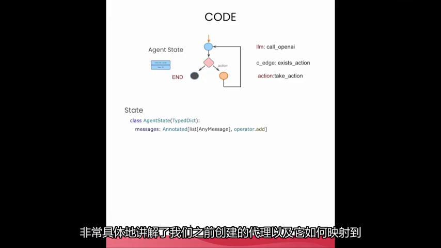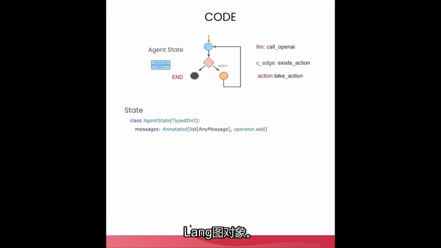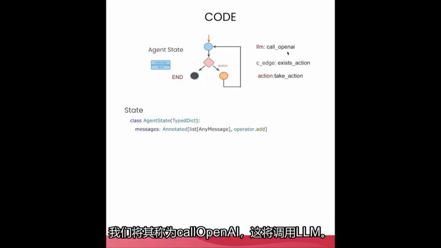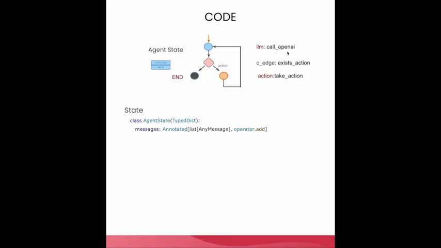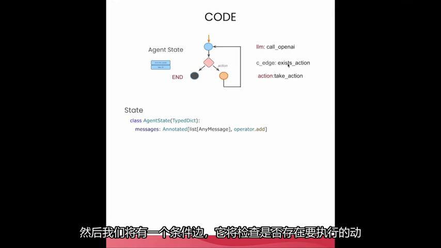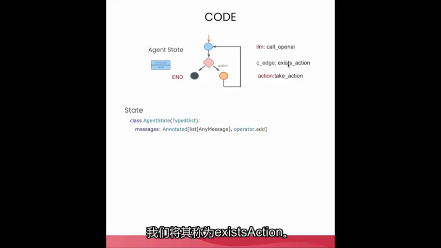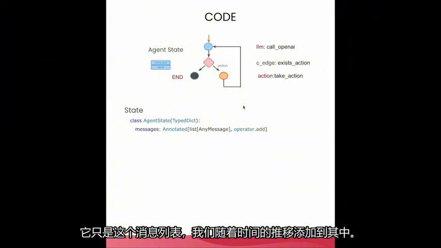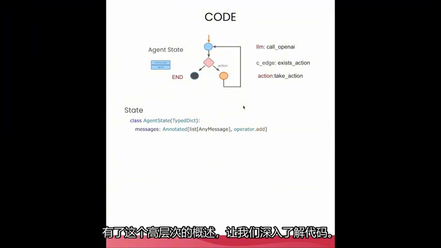Getting really specific about the previous agent that we created and how that would map to a LangGraph object, we can see that we will have one node. We'll call this call_openai, and this will call the LLM. We'll then have a conditional edge, which will check for the existence of an action to take. And so we'll call this exists_action. And then we'll have another node which actually executes that action. We'll call that take_action. And the state that we'll track is pretty simple. It's just this list of messages to which we add over time. With that high-level overview, let's dive into the code.